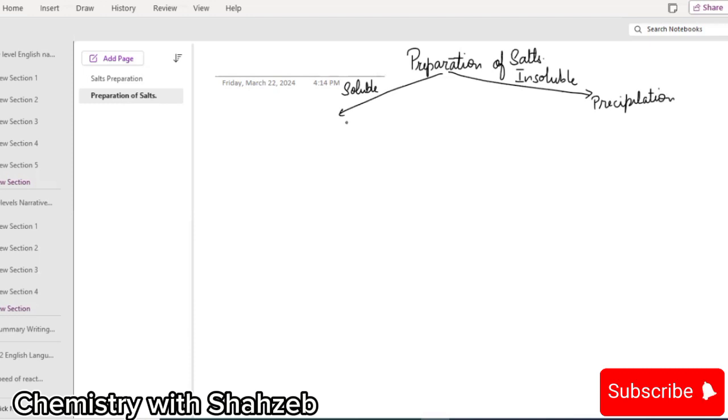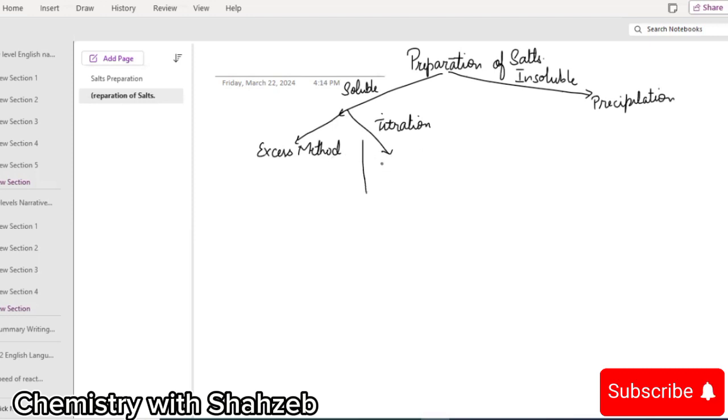And for soluble salts, we are going to use two methods. The one is the titration method, and the other method is the excess method. I just want to describe them a little over here. First of all, let's talk about the titration method.